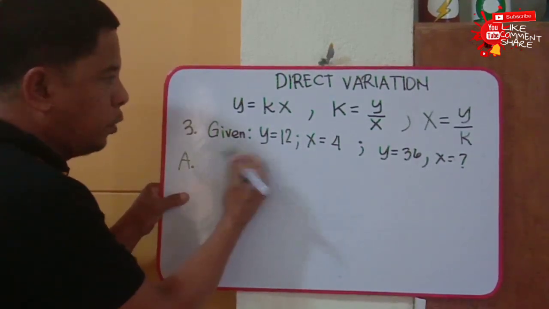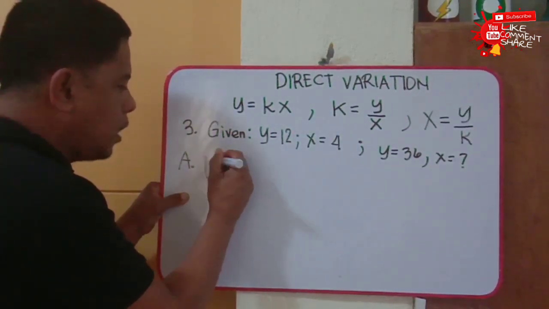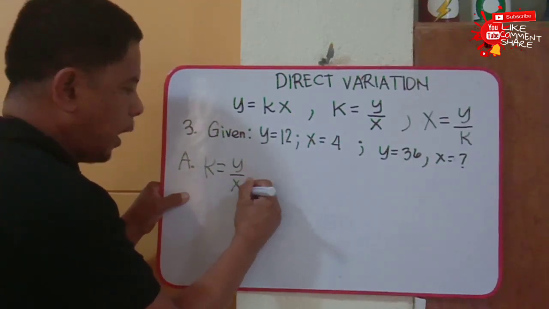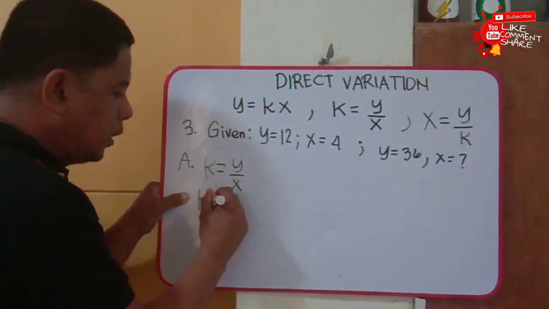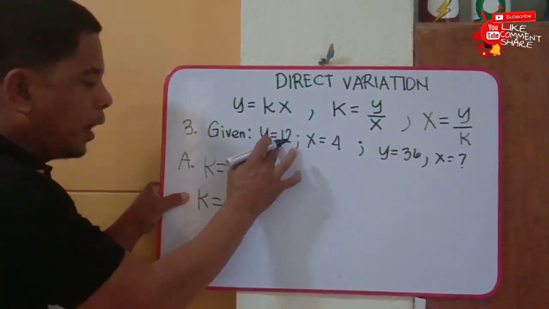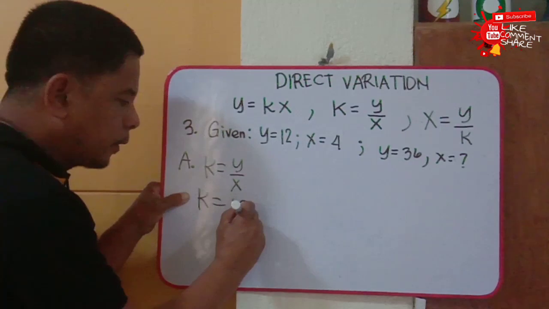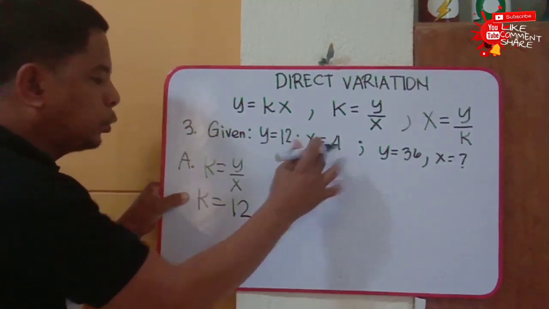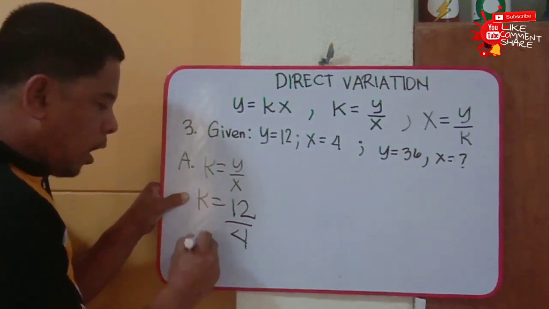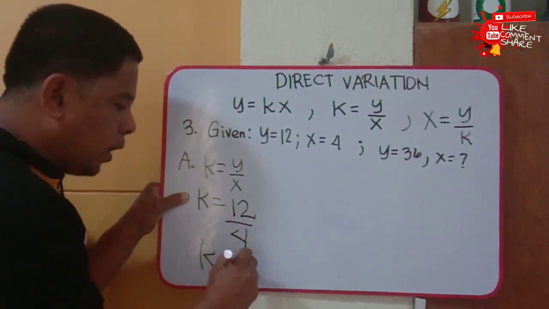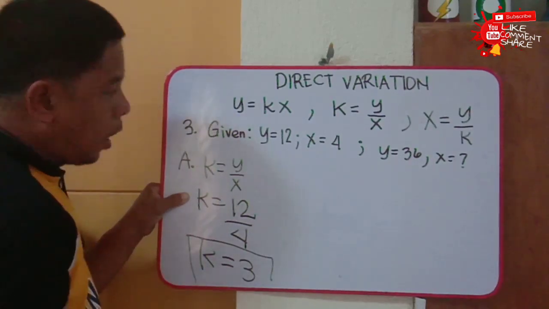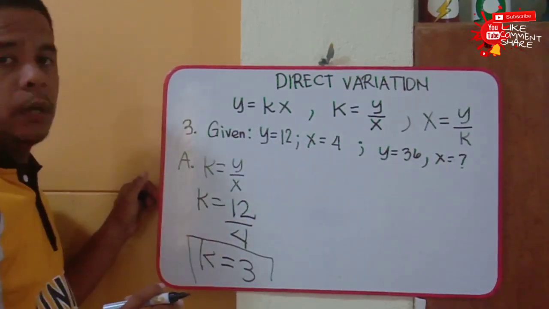So, ano ang formula ng constant? So, k equals y over x. So, k, substitute the value of y. Ano ang y? Y is 12. And x equals 4. So, 12 divided by 4, our k is equal to 3. So, this is the first question in our question number 3.